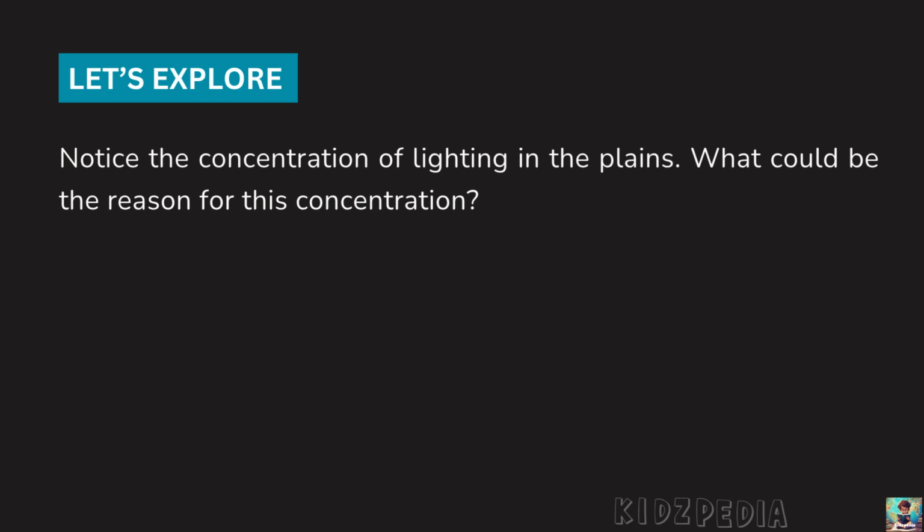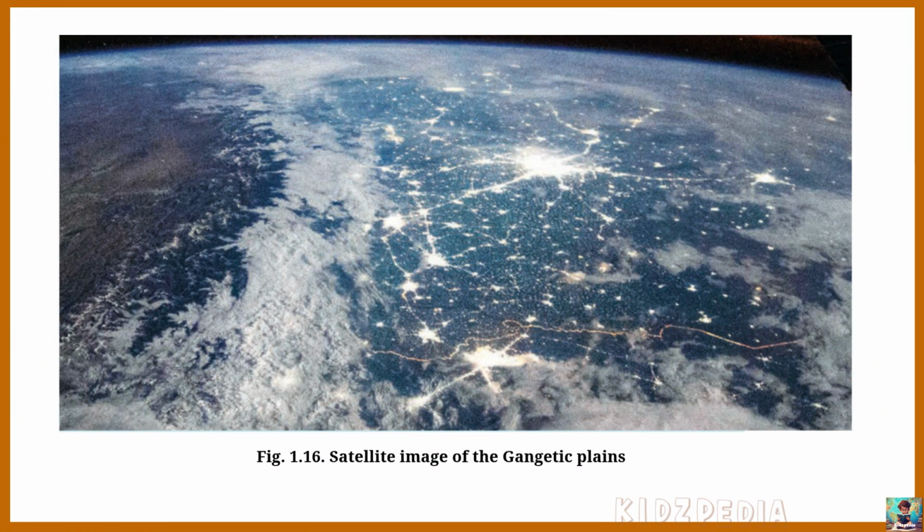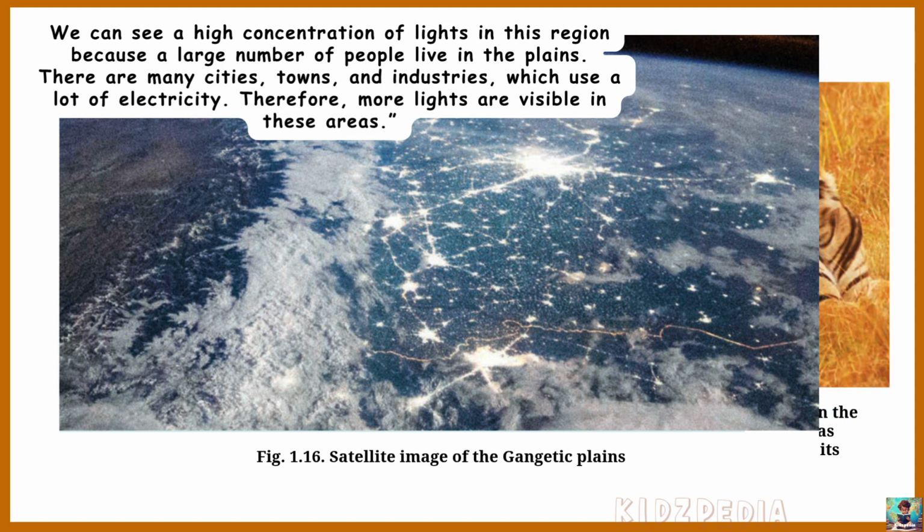Let's explore. Notice the concentration of lighting in the plains. What could be the reason for this concentration? Figure 1.16 Satellite image of the Gangetic Plains. This image shows the Gangetic Plains at night. We can see a high concentration of lights in this region because a large number of people live in the plains and there are many cities, towns and industries which use a lot of electricity. Therefore, more lights are visible in these areas.